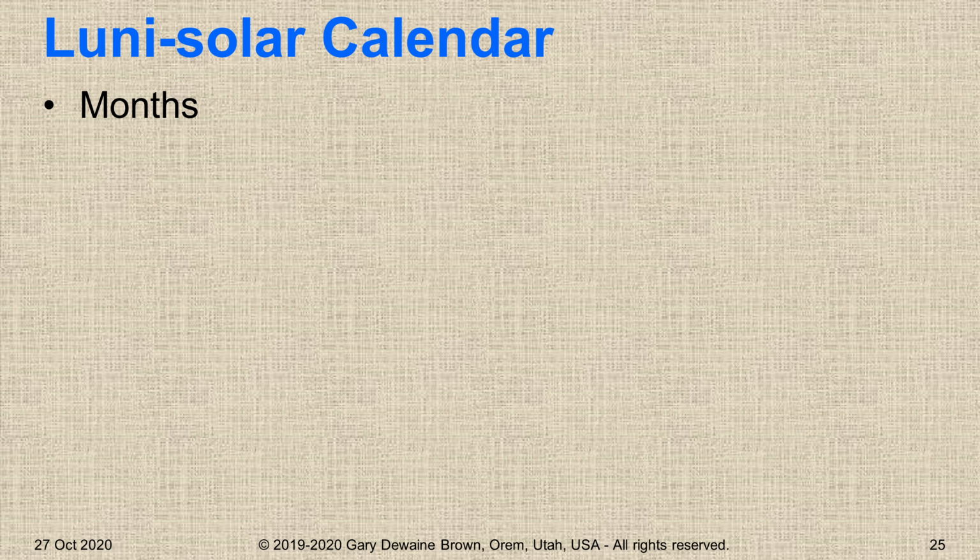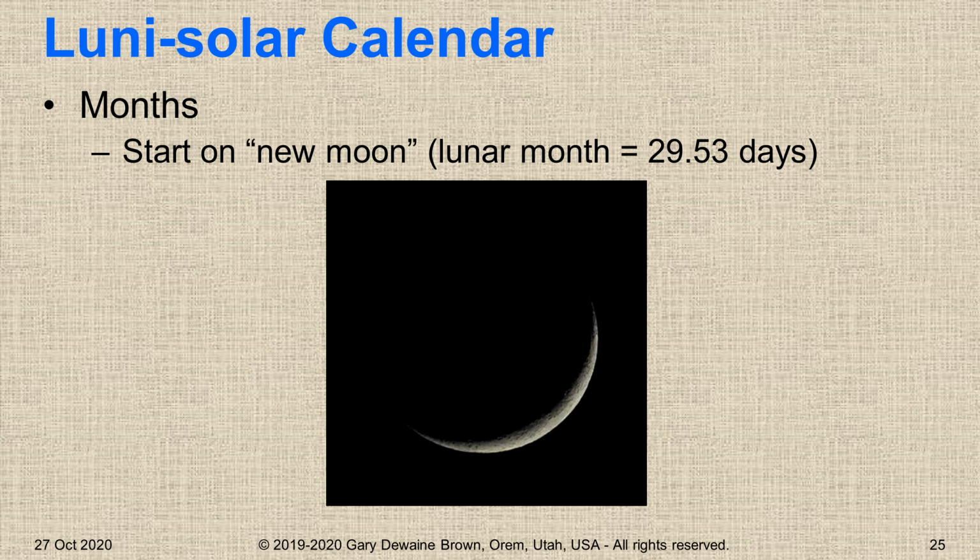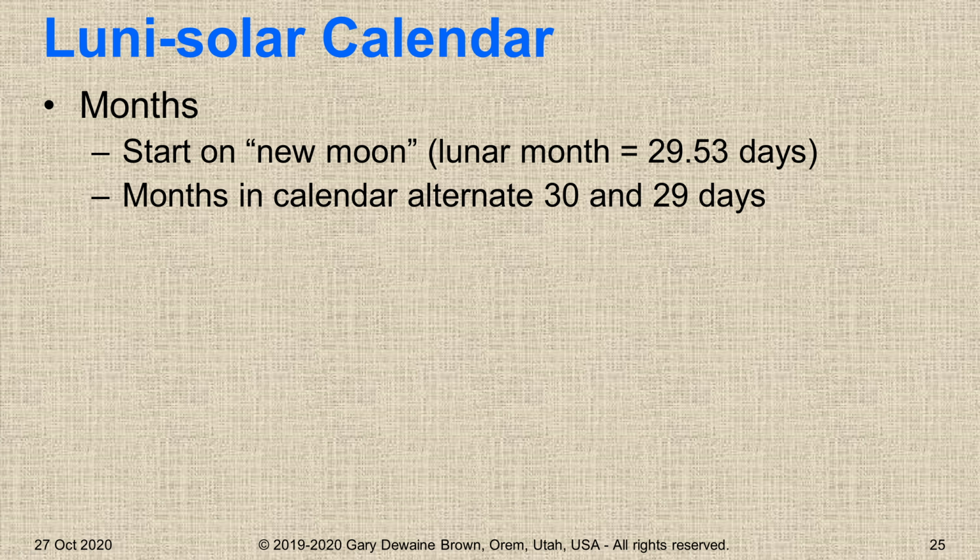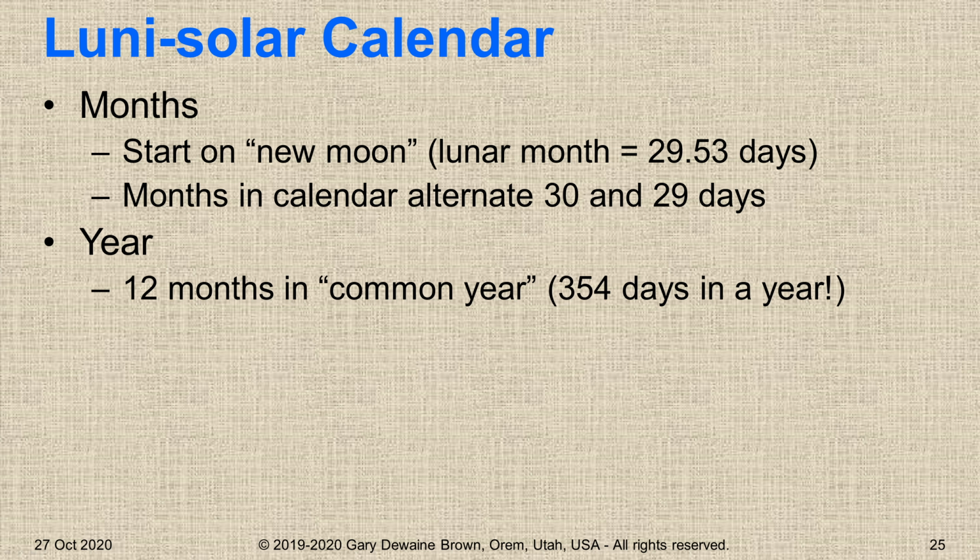Months are determined by the cycle of the moon. A lunar month starts on a new moon, which is when the moon is between the earth and the sun. Since a lunar month is slightly more than 29 and 1/2 days, the Jewish calendar has months that alternate between 30 and 29 days, giving an average month of exactly 29 and 1/2 days. Years are determined by the sun. However, 12 months with 6 30-day months and 6 29-day months yield a year with 354 days, which is 11 and 1/4 days short of the actual solar year.